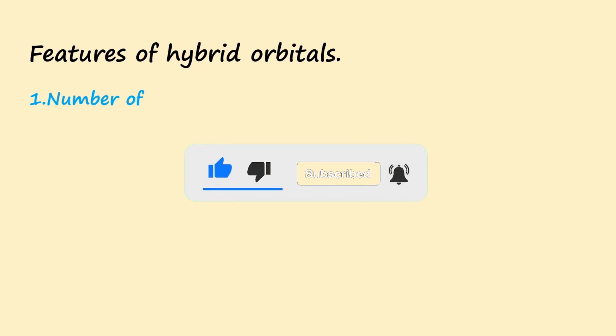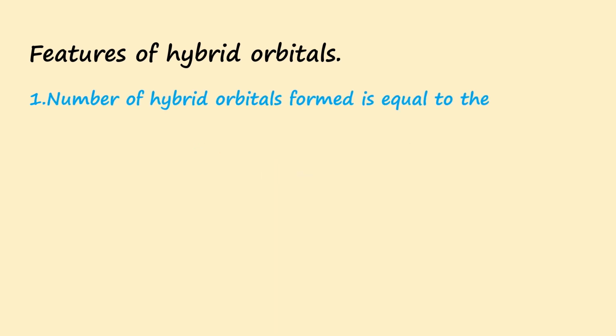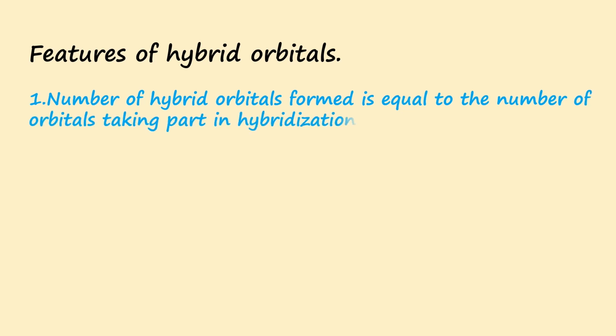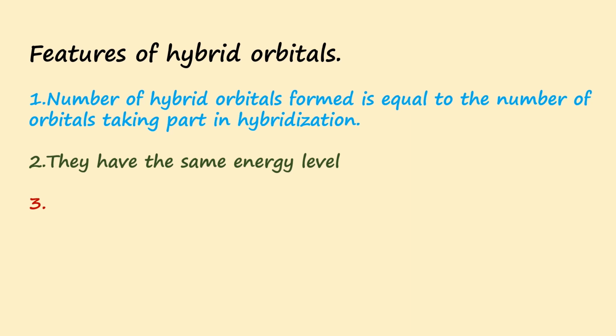The first feature is that the number of hybrid orbitals formed is equal to the number of orbitals taking part in hybridization. That is, if two orbitals of the valence shell of the central atom get hybridized, then the number of hybrid orbitals formed will be equal to 2. If 3 orbitals take part in hybridization, then the number of hybrid orbitals formed also will be equal to 3. Next one, they have the same energy level. That is, the energy of the hybrid orbitals will be the same. Third one, they form more stable bonds. That is, the bonds formed by hybrid orbitals will be more stable.